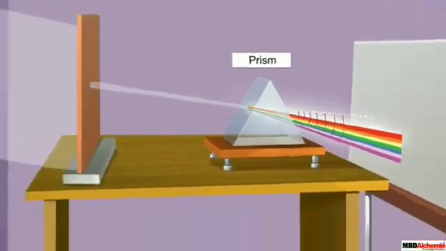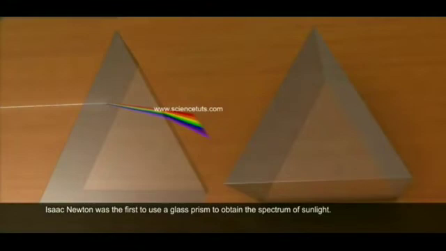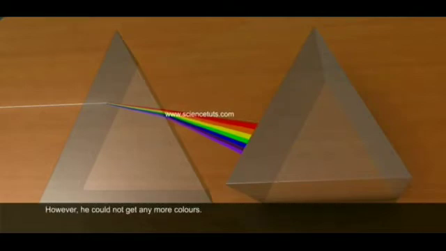Newton was a scientist who discovered this phenomenon for the first time, and he understood this with the help of a glass prism. He tried to split the colors of the spectrum of white light further by using another similar prism. However, he could not get any more colors.